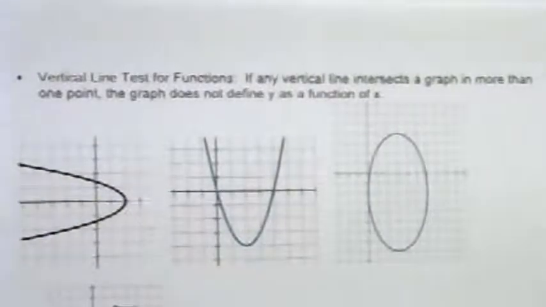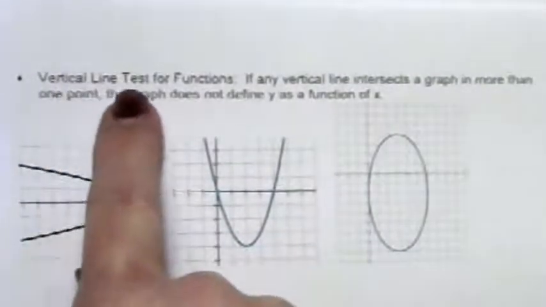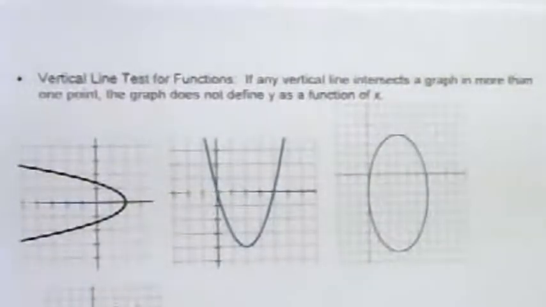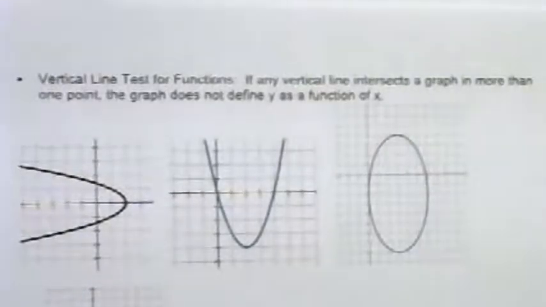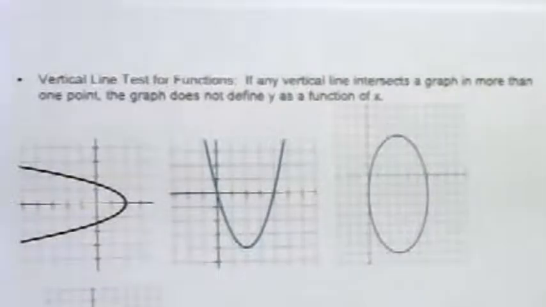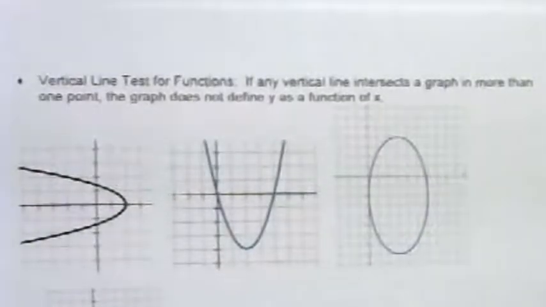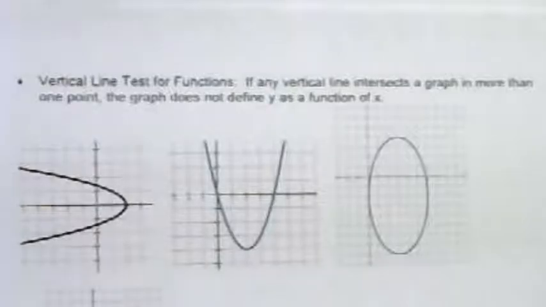And we have what's known as the vertical line test for functions, which states that if you draw a vertical line, any vertical line, through the picture of a function, through its graph, and that vertical line cuts through the graph in more than one point, the graph is not a function of x. Let's take a look at a couple of examples of this.